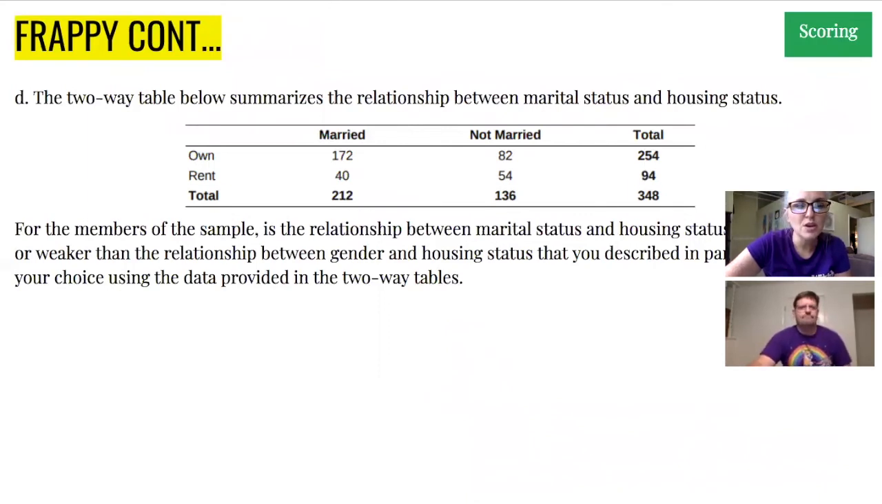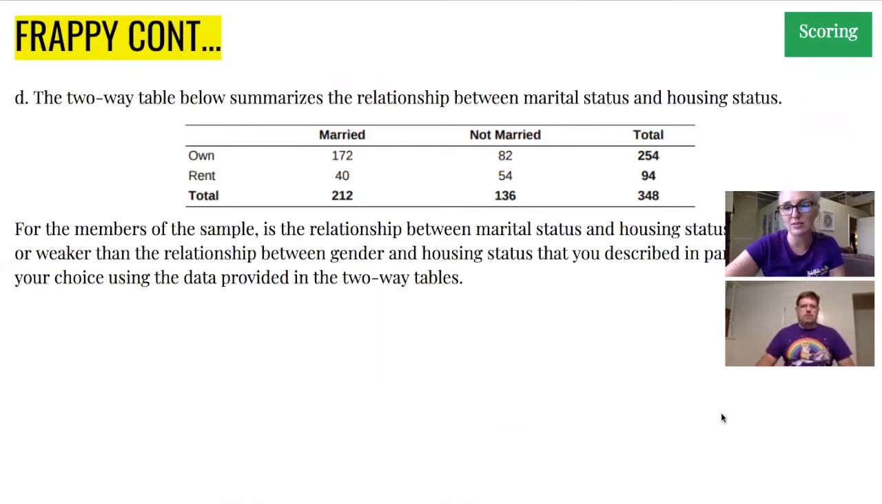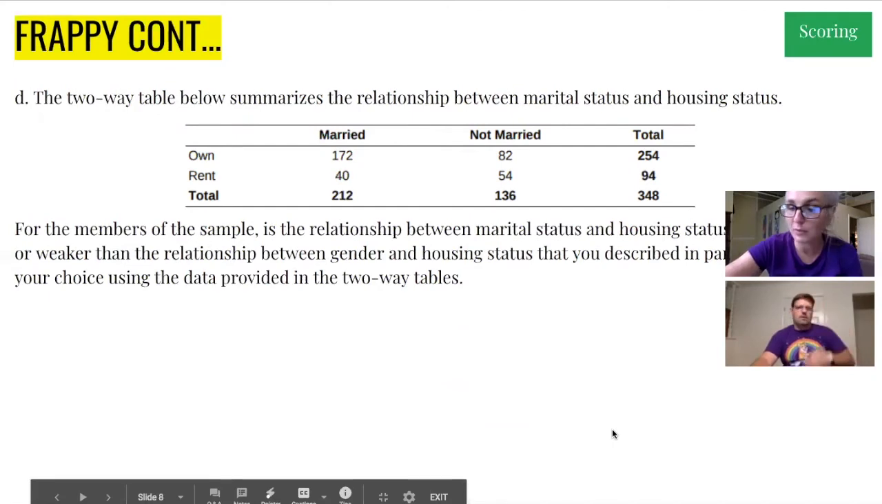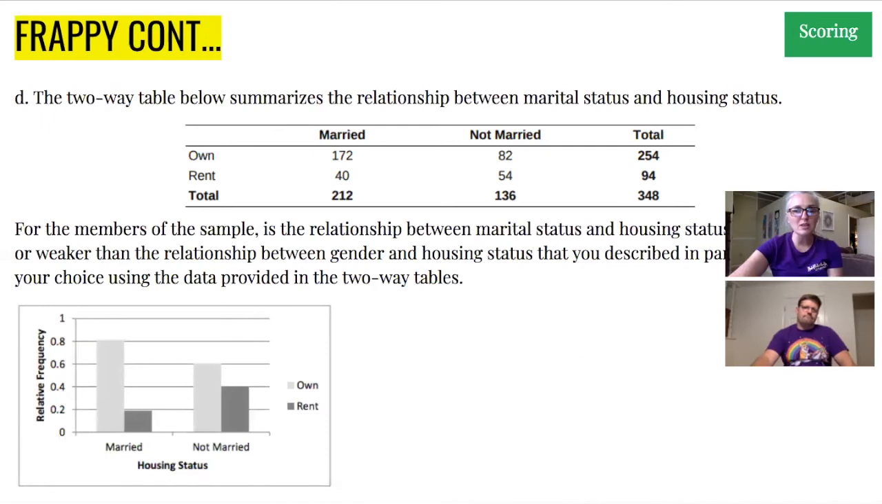Okay, so now we're looking at married versus not married and the own and rent. Okay, so just a little different. And it says for the members of the sample, is the relationship between marital status and housing status weaker than the relationship between gender and housing status? And so you got to find a way to convey this to the reader. So I hope you made a graph so that you could compare them. Yeah, you could have done this based on percentages, but it would have just been more difficult.